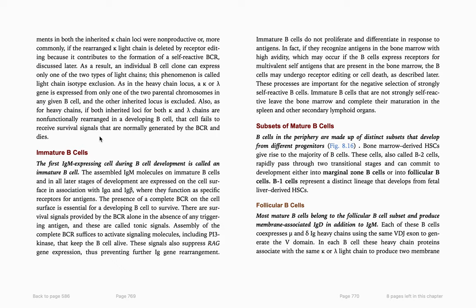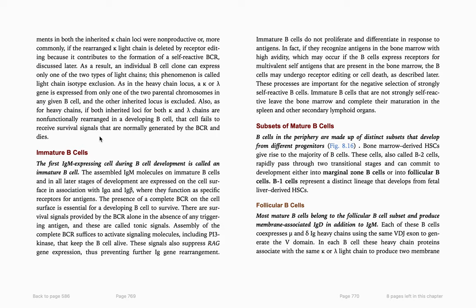There are survival signals provided by the B cell receptor alone in the absence of any triggering antigen, and these are called the tonic signal. Assembly of this complete B cell receptor suffices to activate signaling molecules, including PI3 kinase, that keep the B cell alive. These signals also suppress the RAG gene expression, thus preventing further Ig gene rearrangement.